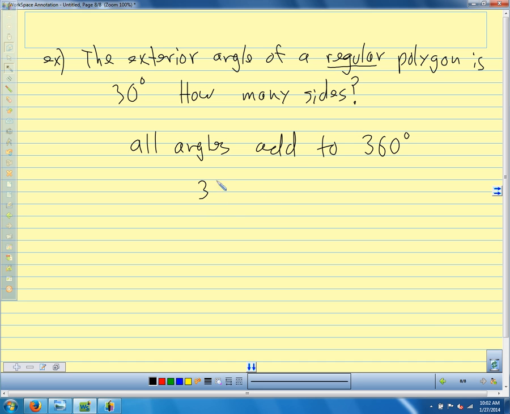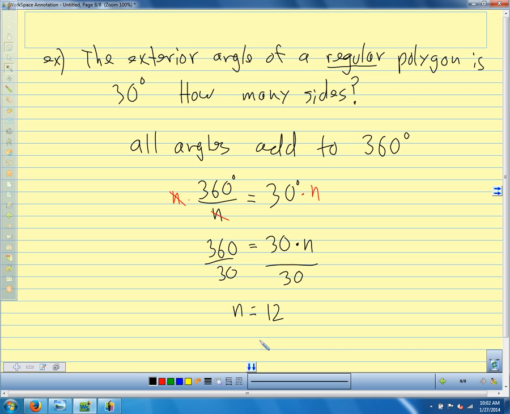We know that 360 divided by n equals 30 degrees. So we want to solve for n here. Same process. Multiply by n. Those cancel. So I get 360 equals 30 times n. Divide by 30, and I get n equals 12. 12 sides. This would be a 12-sided polygon.